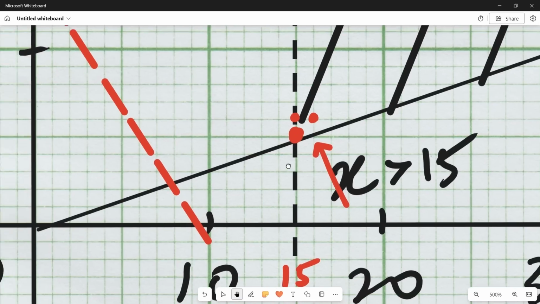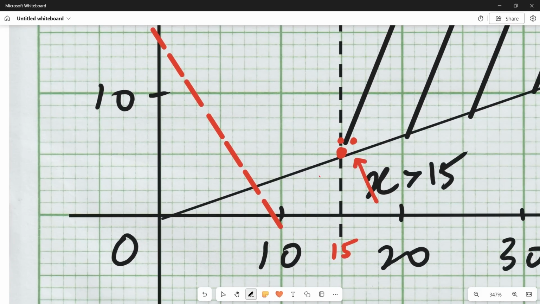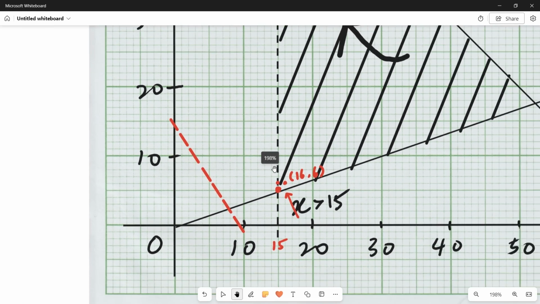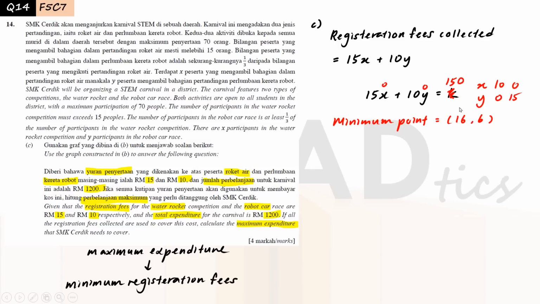Okay, so now we can find the coordinates of it. So the x coordinate would be 16 and the y coordinate would be 6. Okay, so this would be our minimum point. And let's go back to find the minimum registration fee. Alright, so we have the minimum point, which is (16, 6), and now I'm going to substitute back into the objective function here. So we would get 300.